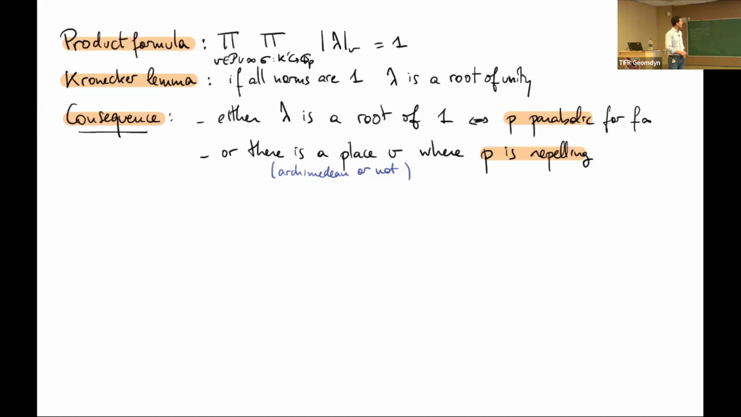Sorry, let me repeat. One possibility is that all these norms are equal to 1. In this case, lambda must be a root of unity. The other possibility is that some are bigger than 1 and some are smaller than 1. And so in particular, there is one v where lambda is bigger than 1. So the point becomes repelling when you view it over the right place v. And so we will work with this place.